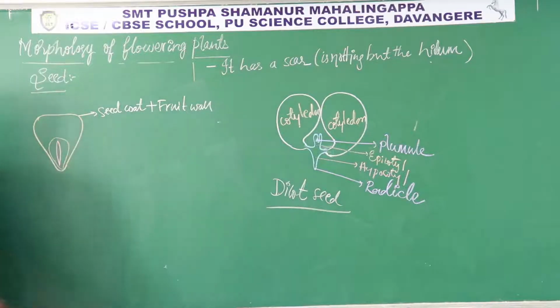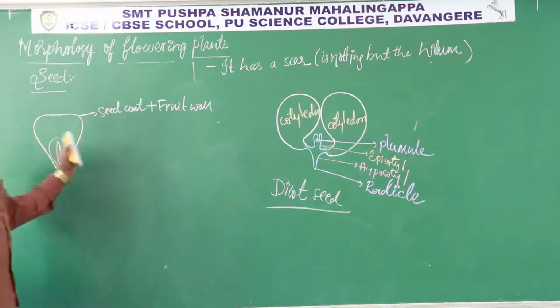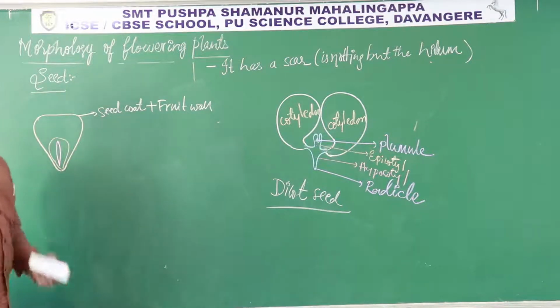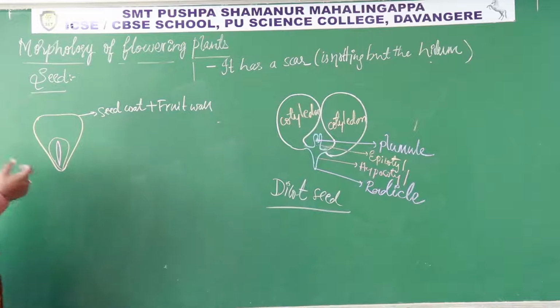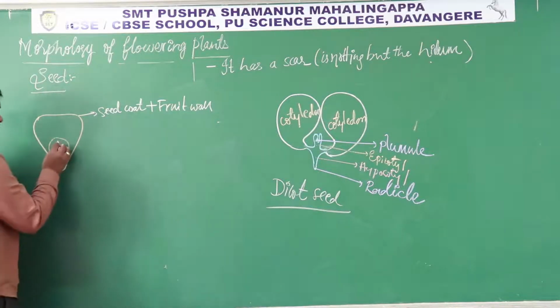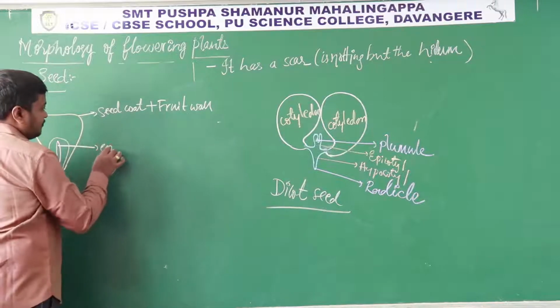Seed coat and fruit wall are closely adhered in monocot. You cannot differentiate it. Where is the seed coat, where is the fruit wall? You cannot differentiate. Okay, so here there is the embryo.